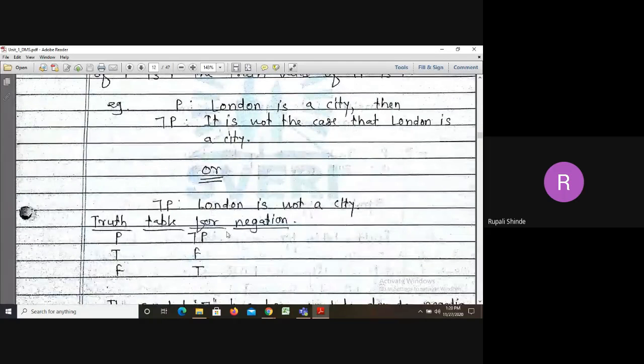Again, the truth table for negation. If P is the variable, then its negation is written by negation of P. If P is having truth value as T, then its negation will be having truth value as F. If value of P is F, then value of negation P is T. Okay, so just we have to give alternative, or we can say opposite value. If your statement is having value as T, then its negation will be having value as F. If your statement is having value as F, then your negation will be having value as T.